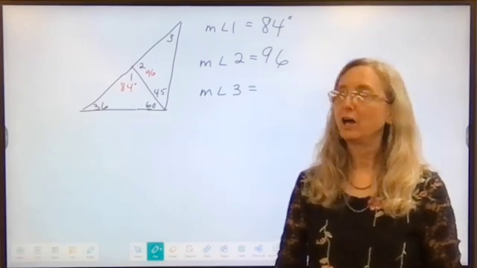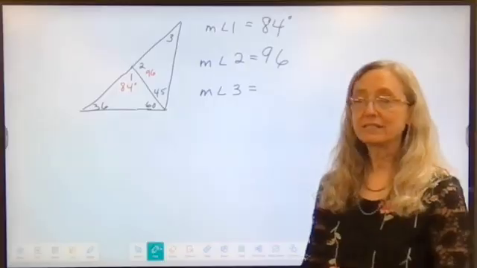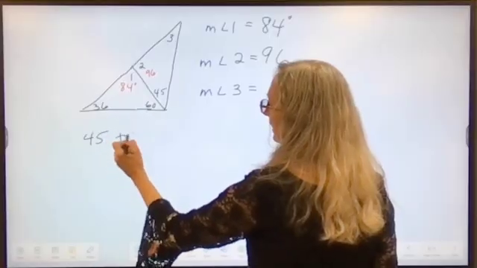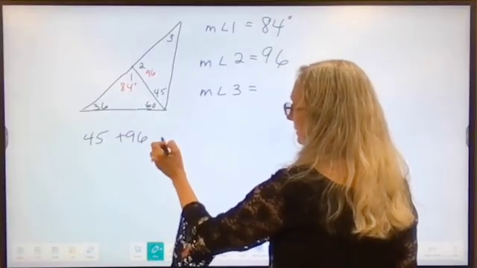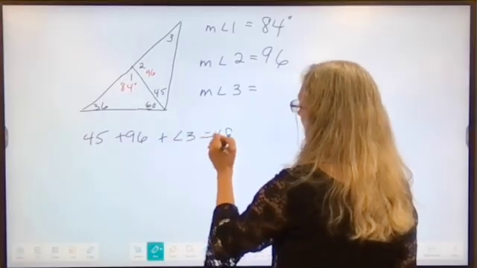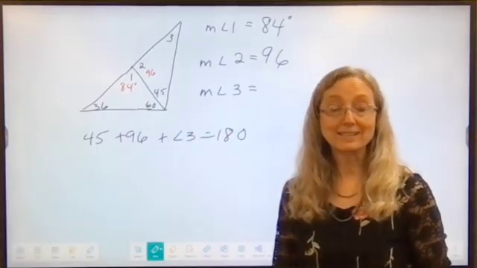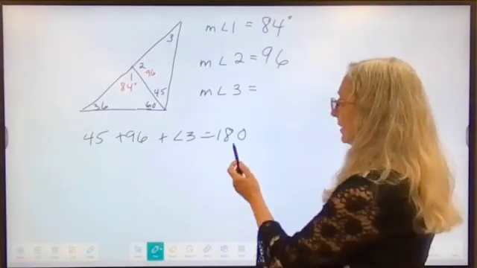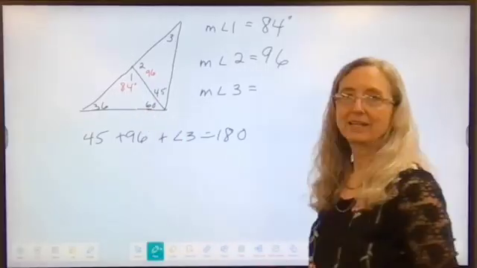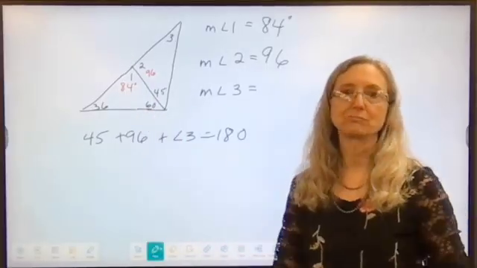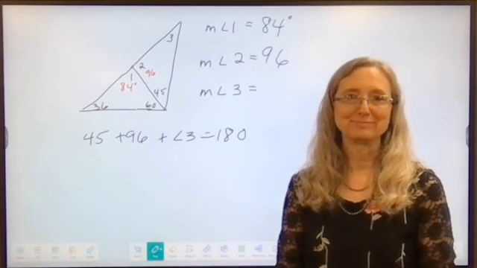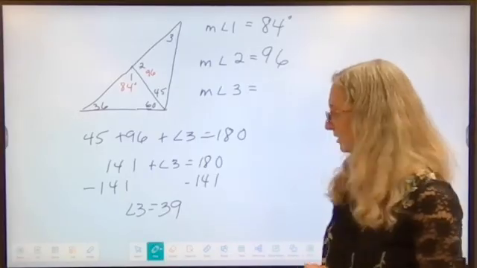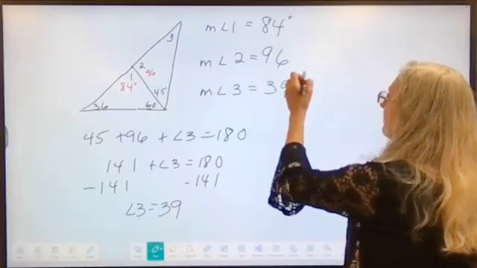Now, knowing that helps me to find the measure of angle 3, because now I can use this small triangle, and I know that 45 plus 96 plus angle 3 has to equal 180 degrees. So I can take the time to write that equation if I want to. Or I can take my calculator and go 180 minus 96 minus 45 equals, and I'll have my answer. Algebraically, the measure of angle 3 has to equal 39 degrees, and I have my three angles.